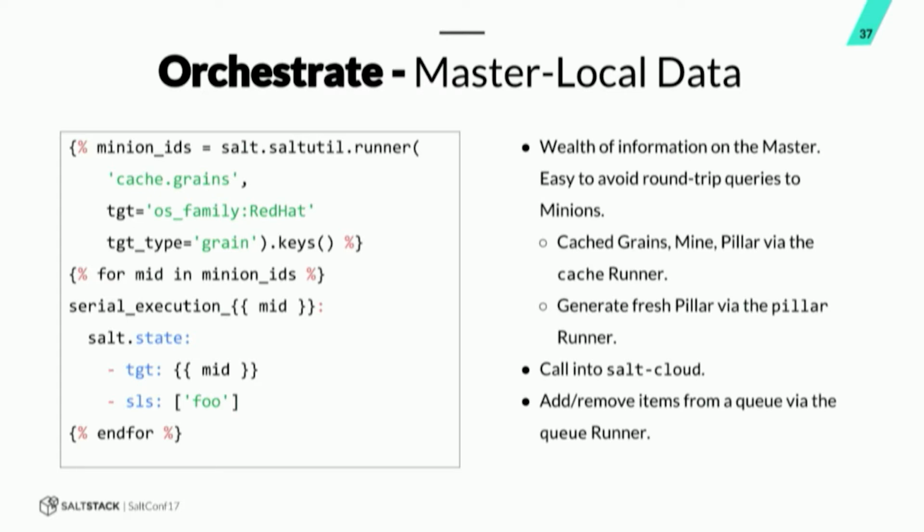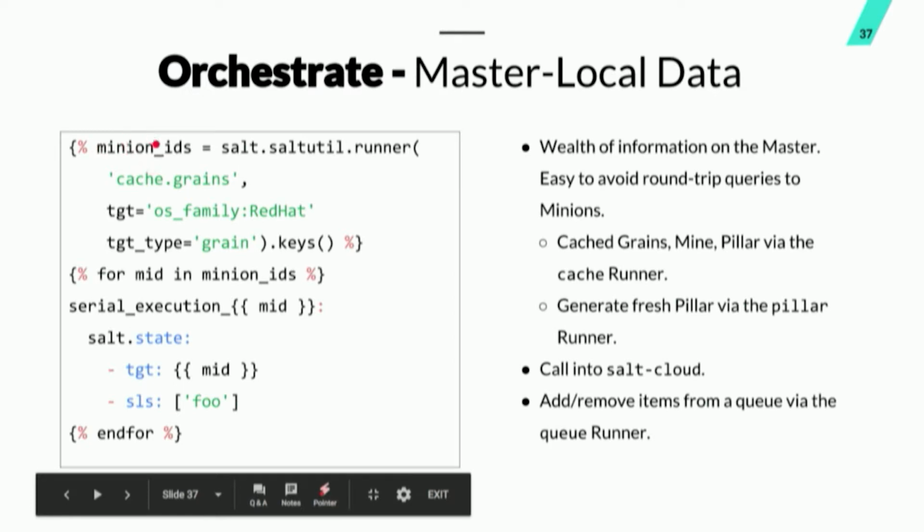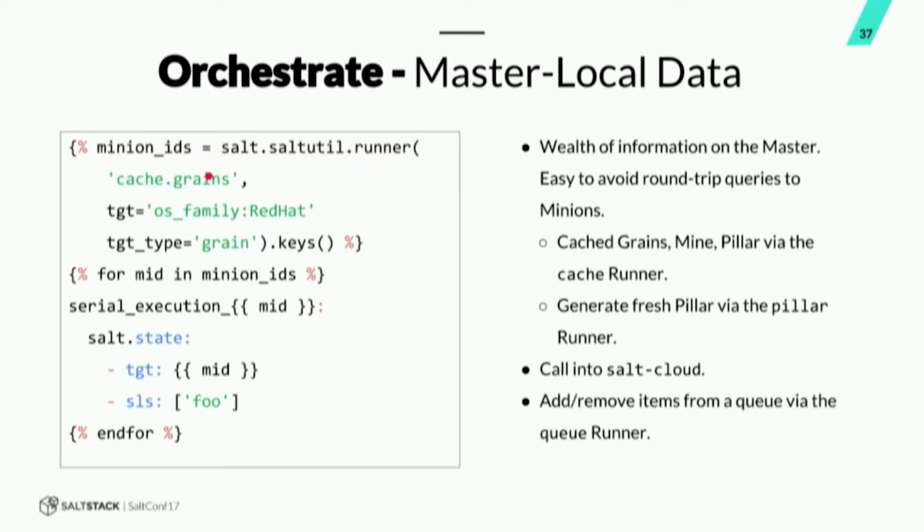So for example, in this example here, we're producing a list of minion IDs by calling out to a runner, the cache.grains runner. And the nice thing about the cache.grains runner is it can make use of Salt's matching logic to filter down on that data structure. So you can say, I only want all of the minions that match this grain, right, or this target.